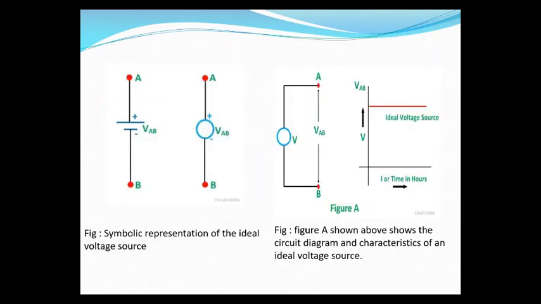See the symbols of voltage sources. The DC voltage source and AC voltage source. Symbol is given and the voltage and current characteristics of the voltage source are also shown here. And here the current is increasing, the voltage is constant for changing current. This is the voltage and current characteristics of the ideal voltage source.